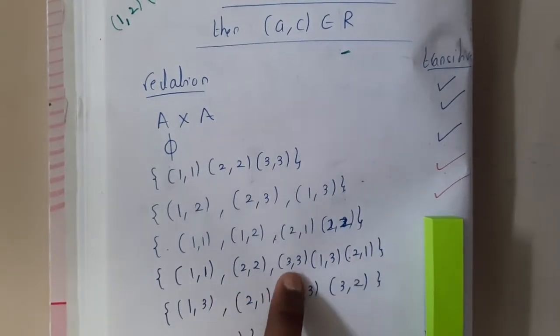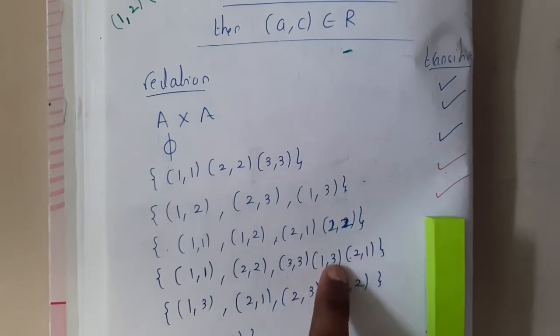Next, {(1,1), (2,2), (3,3)}. These three pairs do not have any issue. Then (1,3) and (2,1).